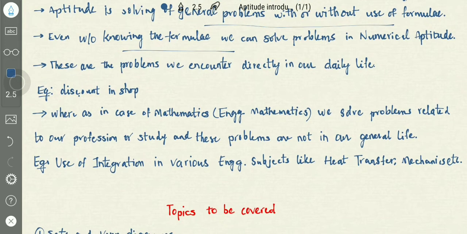So what are these problems? These problems we encounter directly in our daily life. For example, we can see that if we go to a shop and there is a 10% discount. Suppose there is a 10% discount on a product and the MRP is, for example, say 100 rupees.